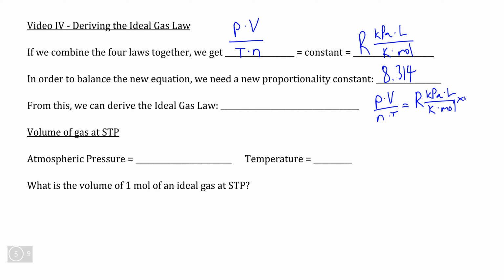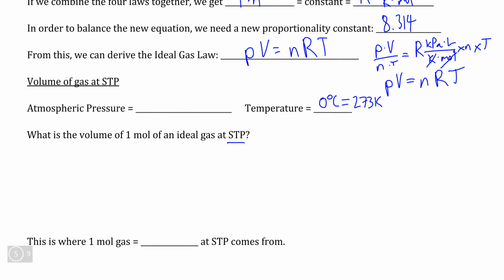If we remember what the conditions for standard temperature and pressure are, at standard temperature and pressure, our temperature is equal to 0 degrees Celsius, which we know is 273 degrees Kelvin, and our atmospheric pressure is 1 atmosphere, which is 101.3 kilopascals. Now, if we put all of this information into PV equals nRT, we can use this to find out what the volume of 1 mole of an ideal gas is at these conditions.